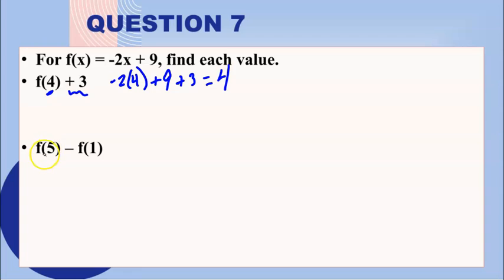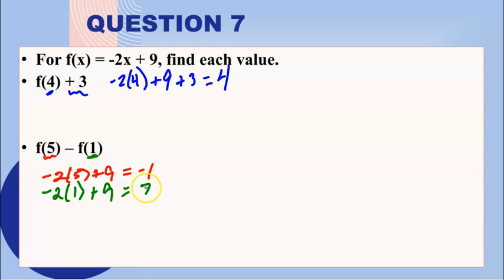The second example, they're telling you to put 5 in for x. So I'm going to have negative 2 times 5 plus 9. And I want to solve when x is 5. Negative 2 times 5 is negative 10. Plus 9 is negative 1. Then it tells you to put a 1 in for x. So I'm going to do the same thing, but I'm putting a 1 in for x instead of a 5. So negative 2 times 1 plus 9. Negative 2 times 1 is negative 2, plus 9 is 7.